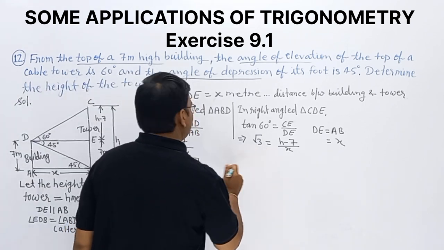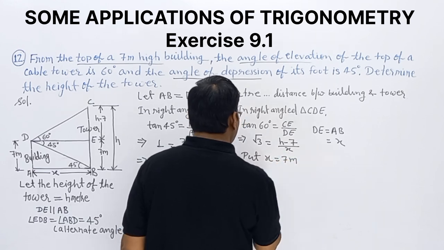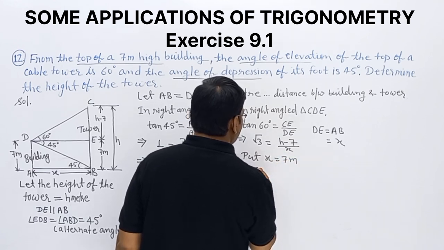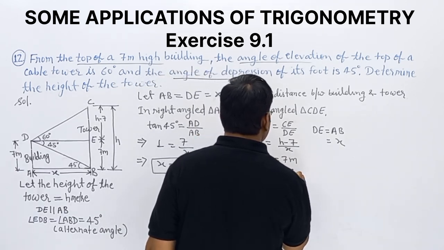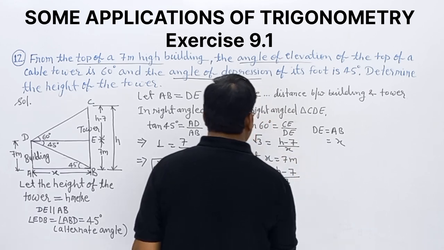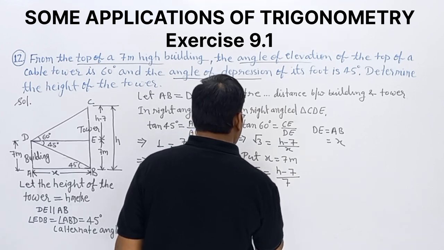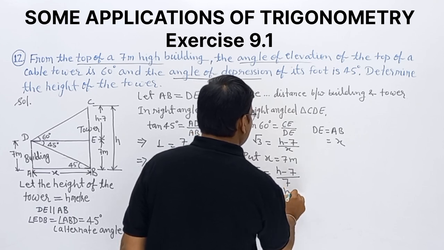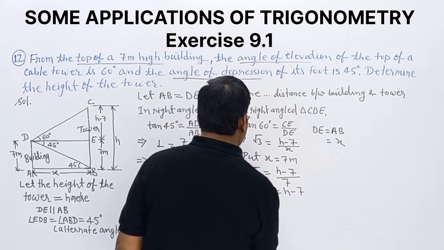Now put the value of x directly, x equals 7 meters. Then we get square root of 3 equals h minus 7 divided by 7. Now solve this: 7 square root of 3 equals h minus 7. We require the value of h, the height of the tower.